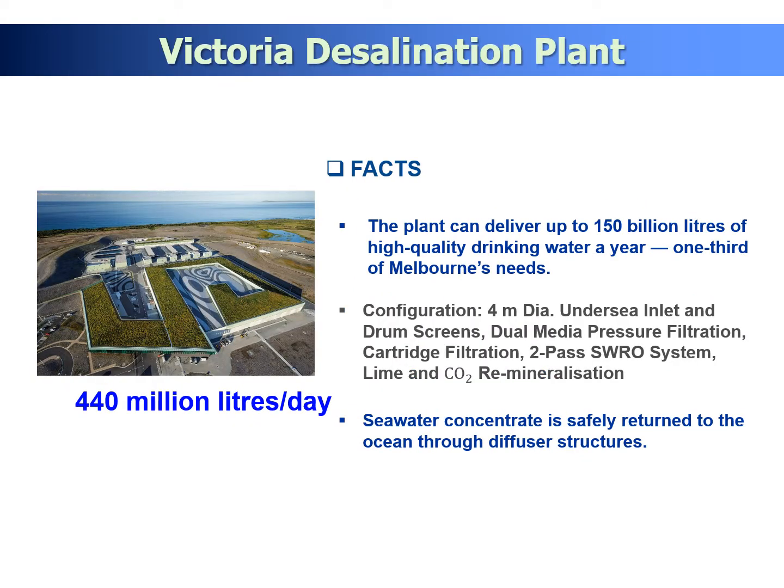How about Victoria? 440 million liters per day, and this process also consists of drum screens, dual media pressure filtration, cartridge filtration, a second pass seawater reverse osmosis system, and lime and CO2 remineralization.